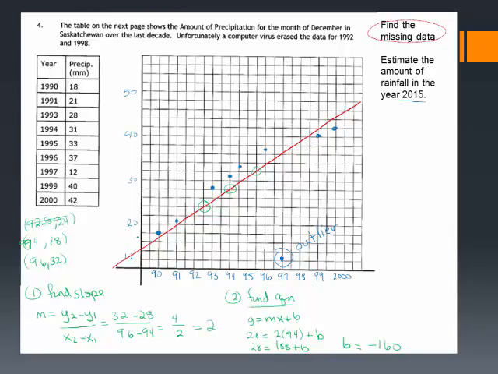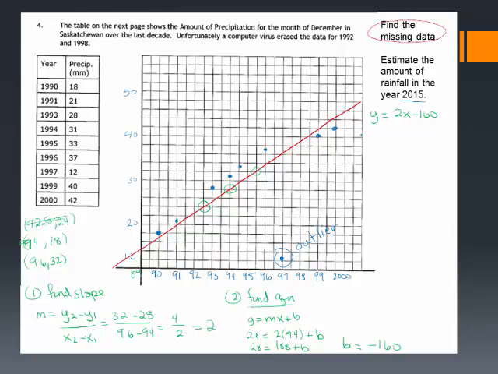So you can see we have a y-intercept here, but this is not an accurate y-intercept because this is not year 0. The y-intercept occurs at year 0. This would be 1989. So don't use the y-intercept unless you are actually at 0. So our equation of our line is y is equal to 2x minus 160. Now granted, I realize there was not negative rainfall in the year 0, but this is just our equation of our line.